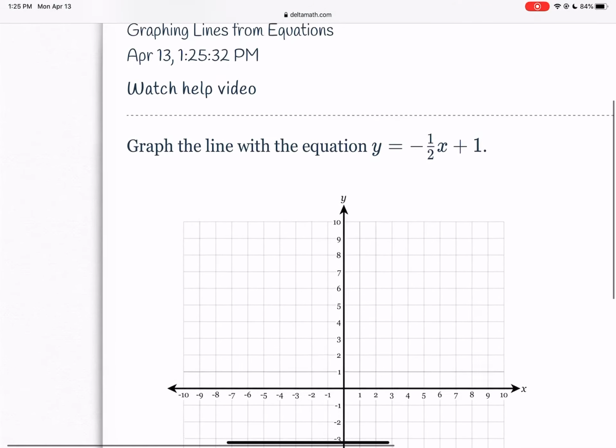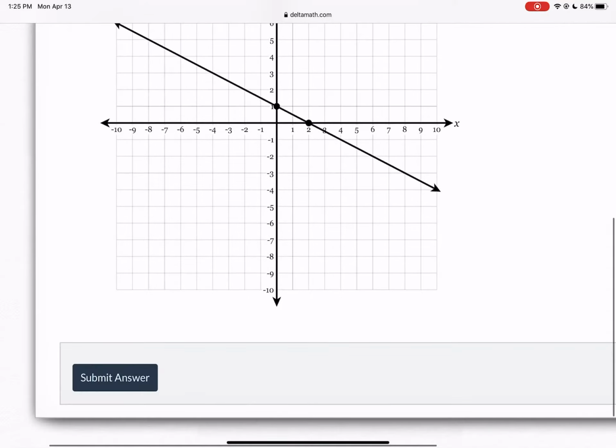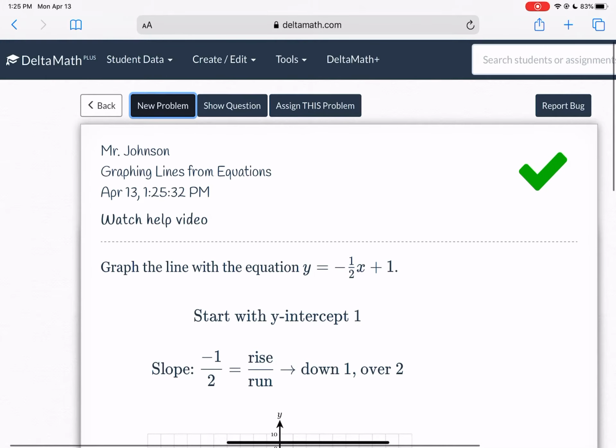All right. So here it says, graph the line with the equation y equals minus 1/2 x plus 1. That plus 1 tells us where to start. That's always the up and the down. And then the minus 1/2 tells me rise over run, down 1 over 2. So down 1 over 2, there's my line. And submit. Yep, want to submit it, and there we go.